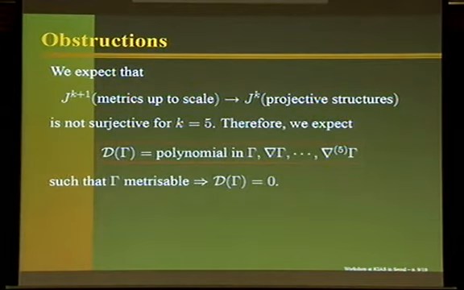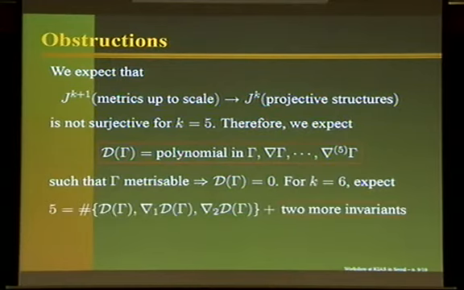So perhaps more rigorously, what you expect is some sort of obstruction, some sort of polynomial perhaps, in the Christoffel symbols and their derivatives up to order 5, because that's when it first fails to be surjective, some polynomial in these things, which is an obstruction to metrizability. So I'm writing this for the connection or the projective structure which is associated to gamma. And you're expecting a polynomial in the Christoffel symbols of any representative, which is invariant under choice of representative and such that its vanishing is an obstruction.